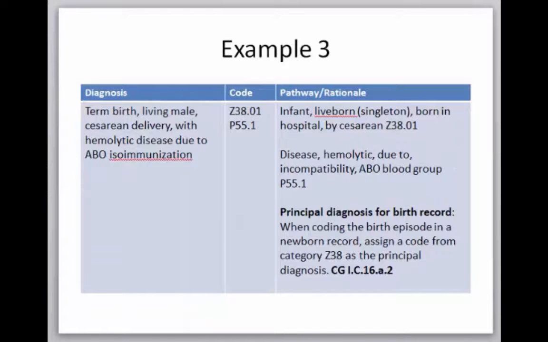In this example, the Z38 code is your principal diagnosis because we are coding the birth episode. Following that birth episode code, we're now going to code the hemolytic disease due to the ABO isoimmunization. There are the pathways on the right.